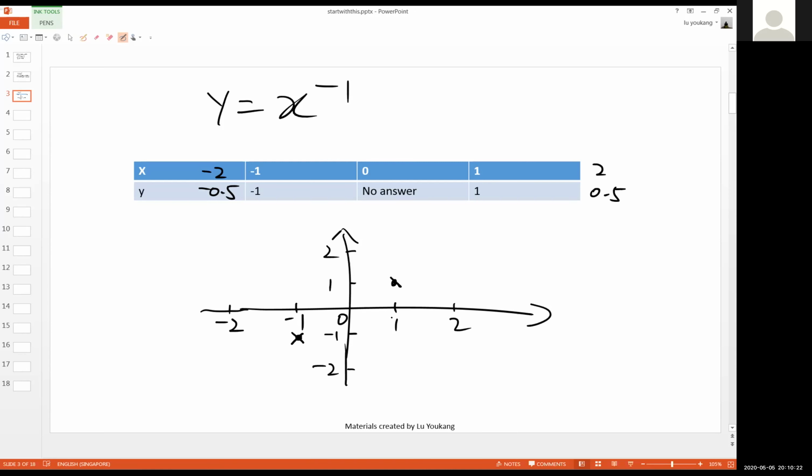Am I right? This part? Yeah. So negative two is negative half, so it's somewhere here. When it's two, it's half, so it's somewhere here. Okay? It seems like we still don't have enough points to show us what the trend is like. So I'm going to insert one more. It's 0.5. What do I get?